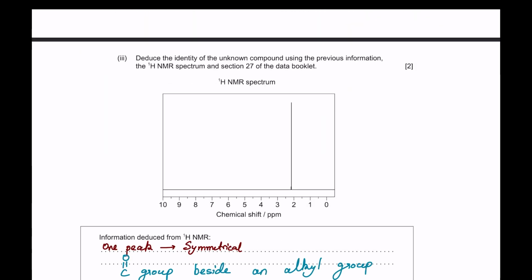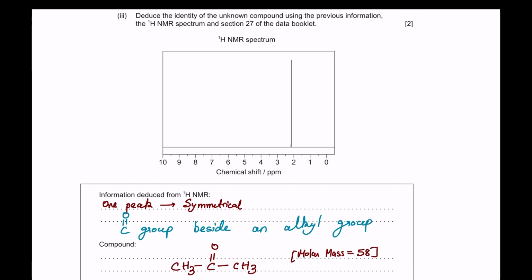Now we have to identify the unknown compound using the previous information and this HNMR spectrum in section 27. Here you see there is only one peak, and this is a huge peak. If there is one peak, then you can say that this compound is kind of symmetrical. And there are no other hydrogens other than the ones exactly beside the C double bond group. Because if someone has a C double bond, I'm expecting something like this. It's just a complete expectation. So yeah, this molecule is symmetrical.